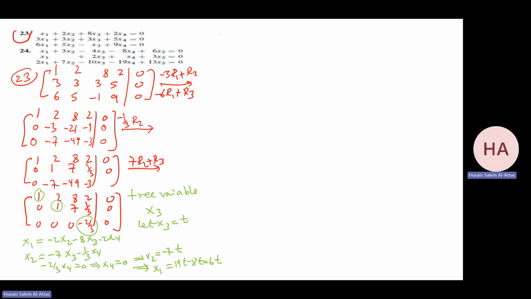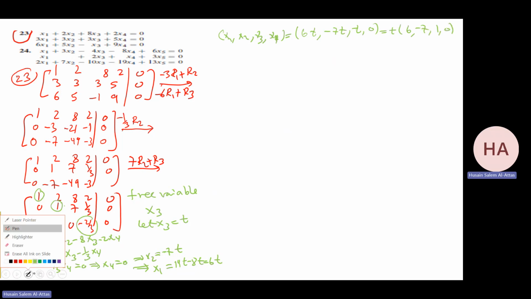So my element, which is x1, x2, x3, x4, well, my vector, I mean, the general one, it will be 6t, minus 7t, t and 0. So take t, I have 6, minus 7, 1, 0. So we have V1 only. So it's one-dimensional, and the basis will be V1.